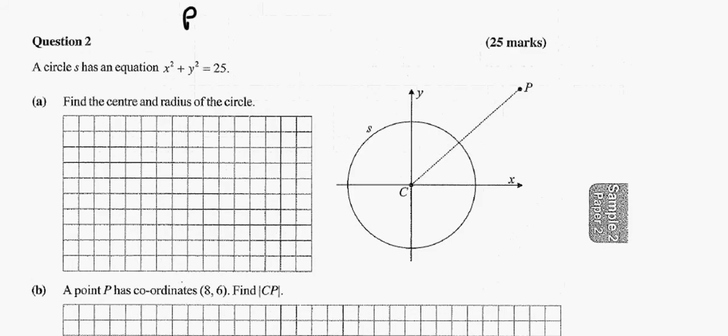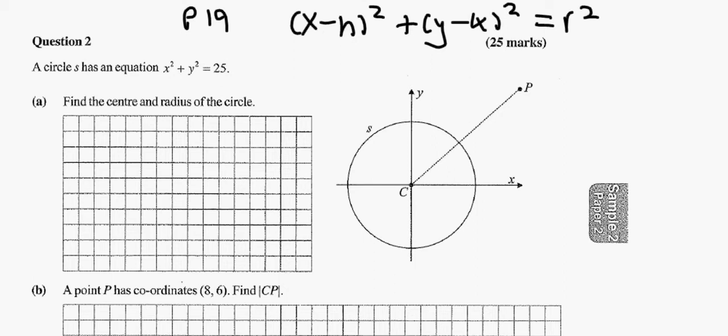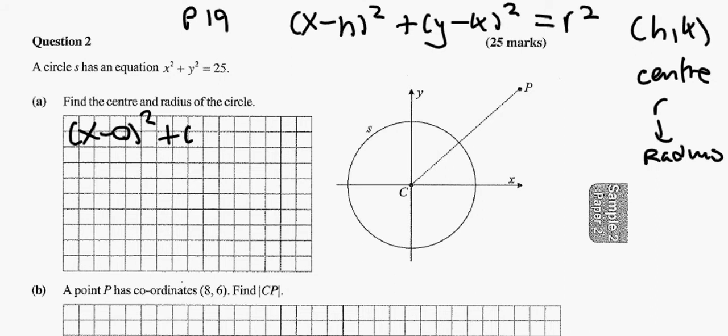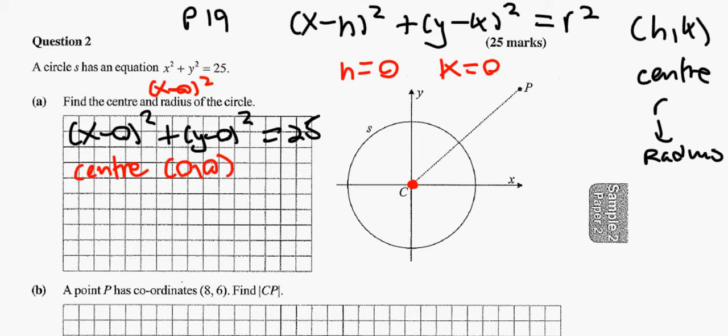Okay. Next one. A circle S has an equation x squared plus y squared equals 25. On page 19 of your tables, you'll see this is the equation of a circle: x minus h squared plus y minus k squared equals r squared. h, k is the center of the circle, and r is the radius. So compare this to the formula we have. I'm going to replace in x minus 0 squared, because x minus 0 squared is x squared, and y minus 0 squared is y squared, equals 25. When comparing both formulas, we can see that h is 0 and k is 0. This means that the center of the circle is 0, 0. Next we compare the 25 to the r squared. r squared equals 25. Put this into the calculator and we get r must be equal to 5.